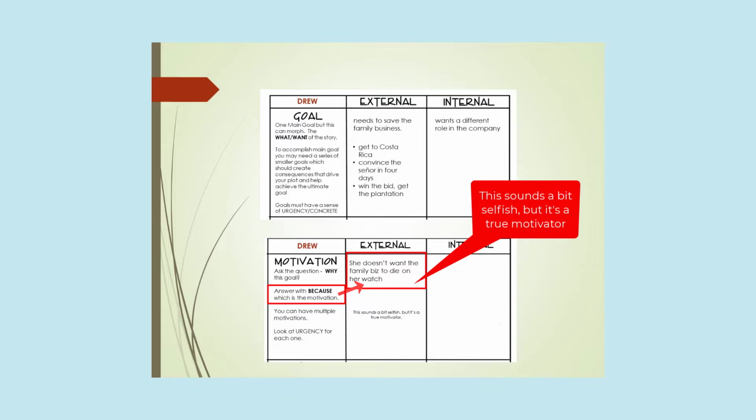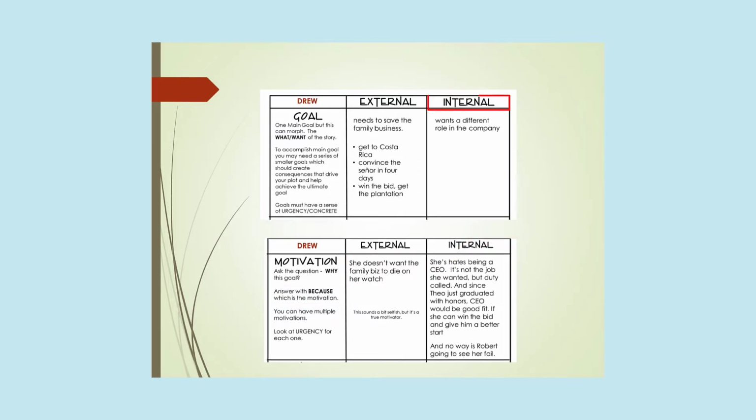Not without her trying her best to get Theo, her brother with a freshly minted MBA and top honors, involved in the business. Her internal goal is that she wants a new role in the company, and again give Theo, her brother, the CEO title that she so hates. She wants to be a creator, a chocolatier, not a bean counter or even a visionary.